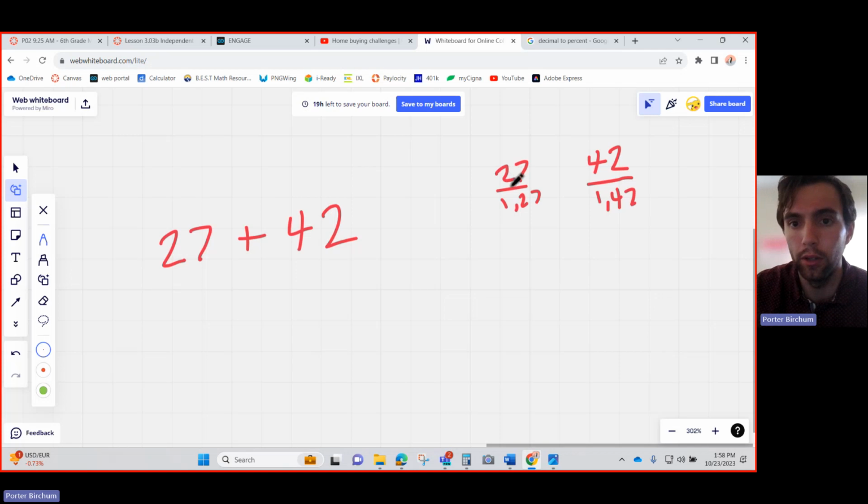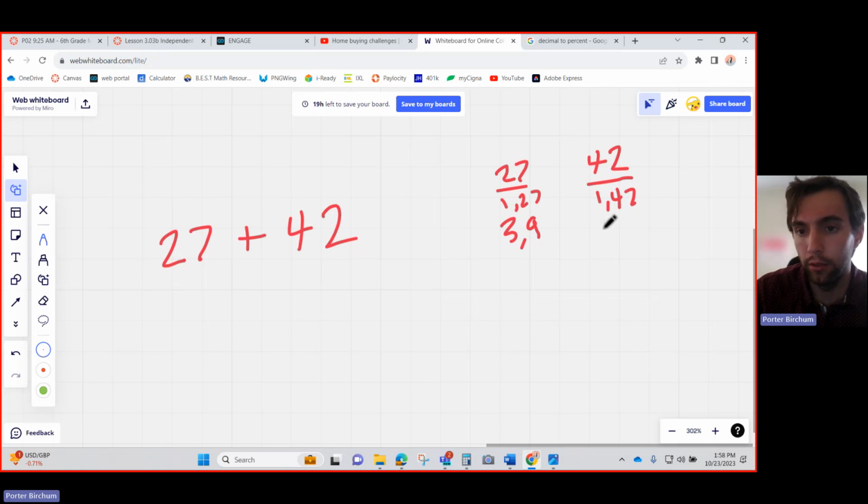Now 2 does not go into 27. If I skip count by 2, I don't get 27. But if I go by threes, yeah, 3 times 9 is 27. So there's factor pairs. And I think that's it for 27. I think those are all the factors.